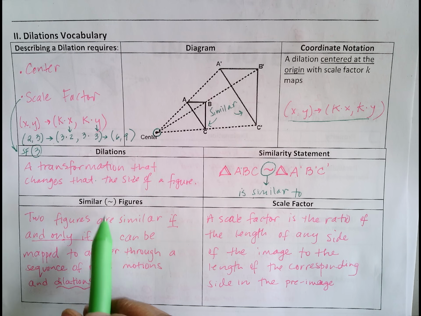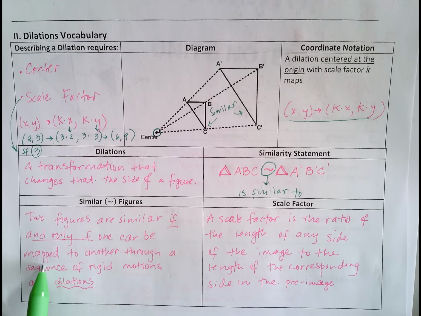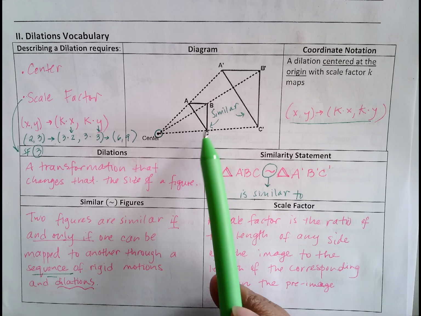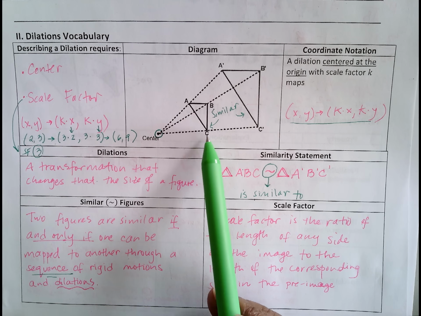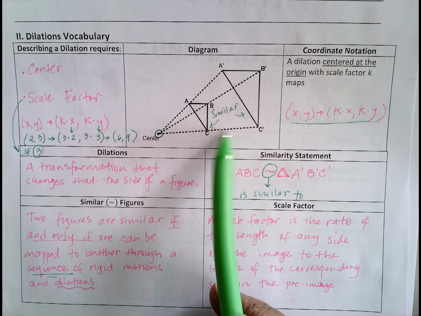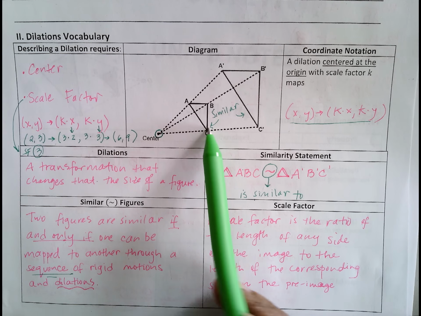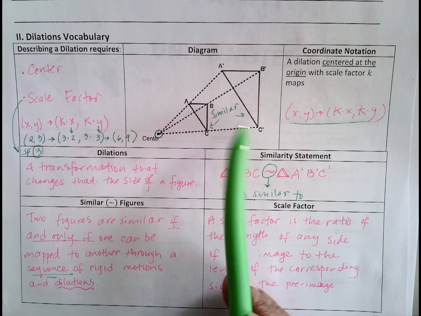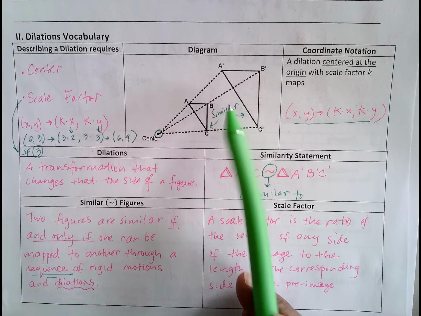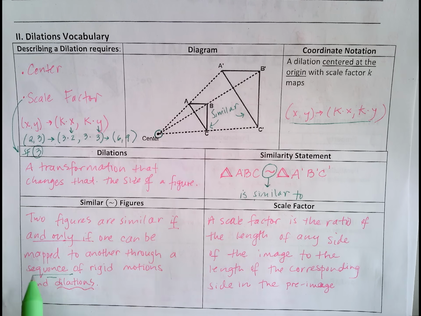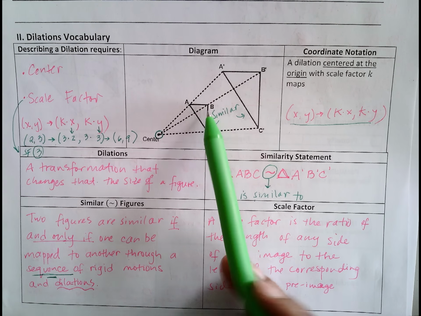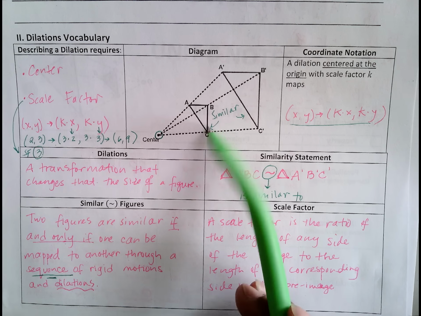Two figures are similar if, and only if, one can be mapped to another through a sequence of rigid motions and dilations. For example, in this case, if I translated C along this line, I just moved it a few units so that it got to C prime, and then I dilated it. Eventually, it would end up mapping right over A prime, B prime, C prime. Okay, so that's why they say here through a sequence of rigid motions, meaning more than one. Because if I simply dilated it, doesn't mean that it's going to lay right over that one. I have to translate it, then dilate it.